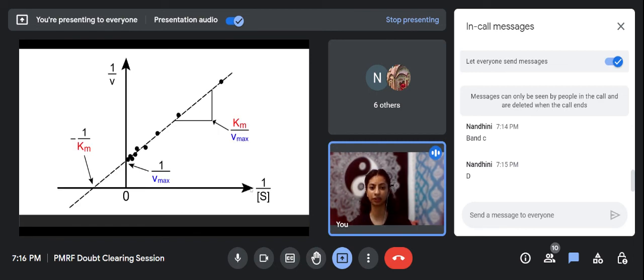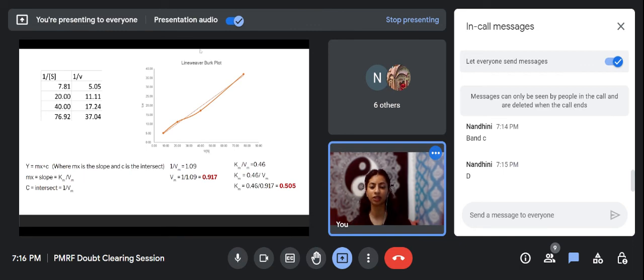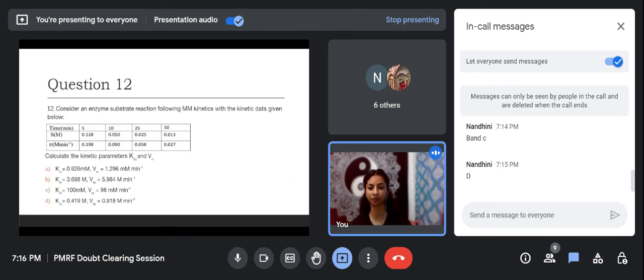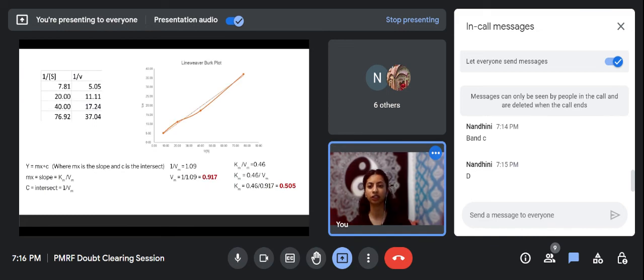So this is the Lineweaver-Burk graph, right? This is the graph you get after plotting 1 by V against 1 by S, that is the substrate and velocity, right? So the line that you get, the slope will be equal to Km by Vmax and the intercept will be equal to 1 by Vmax, right? So to find the Vmax and the Km, since you have been given the substrate concentration and the velocity, you will calculate 1 by S and 1 by V and you will get the following data. And then you will plot a graph.